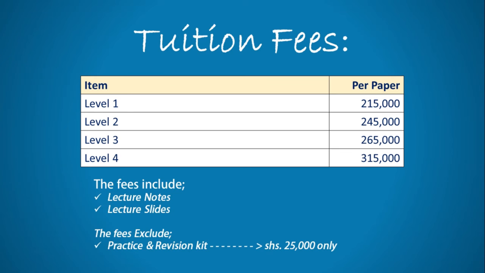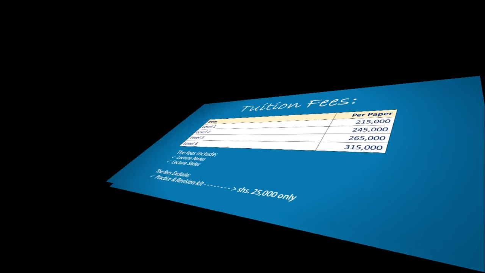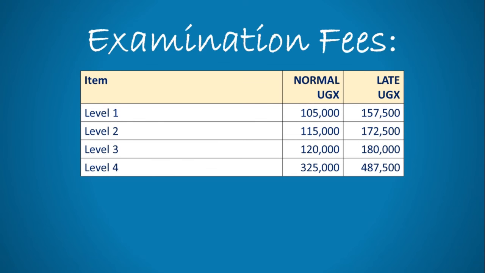However, the fees do not include the practice and revision kit. You'll be able to purchase the practice and revision kit separately at only 25,000 Ugandan shillings. Then again, we have the examination fees. However, these will depend on when you are making the registration. I'm going to be sharing the examination dates so that you know when you're supposed to pay your examination fees.